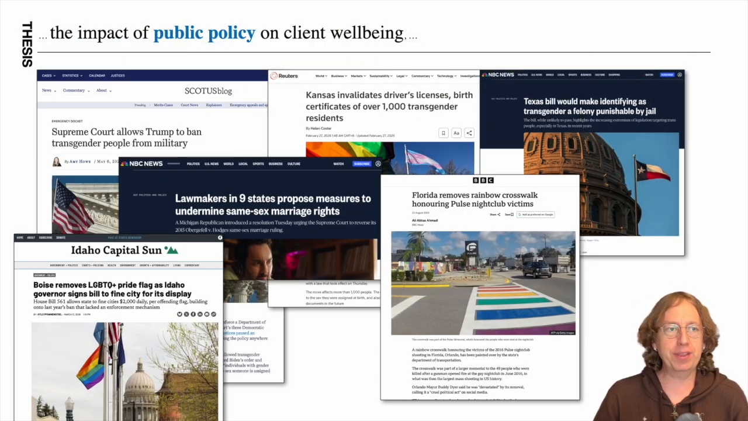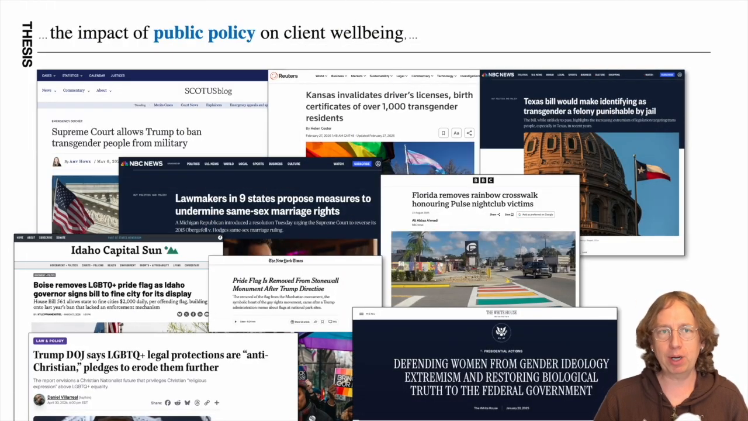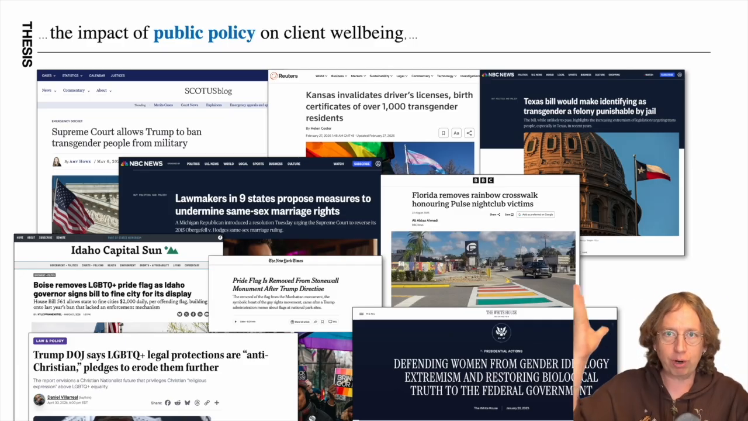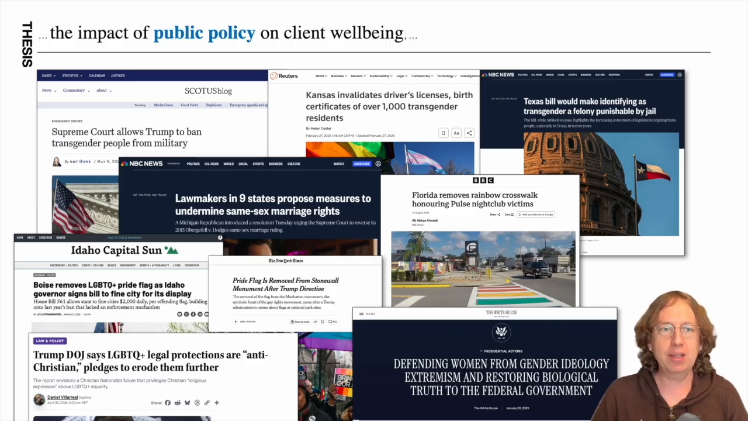Now, further in the thesis, I said the impact of public policy on client well-being. This is just a snapshot of a few of the things that I could recall from memory that have happened in the last couple of months. Notably, top center, Kansas invalidates driver's licenses and birth certificates for over 1,000 transgender residents. This happened without notice and literally overnight. One day you had it, the next day you did not.